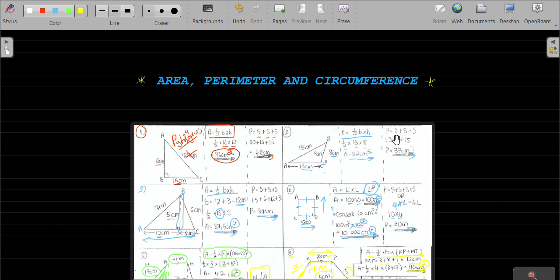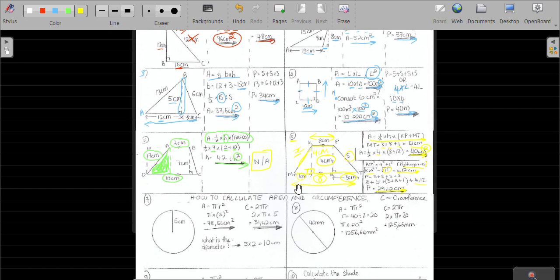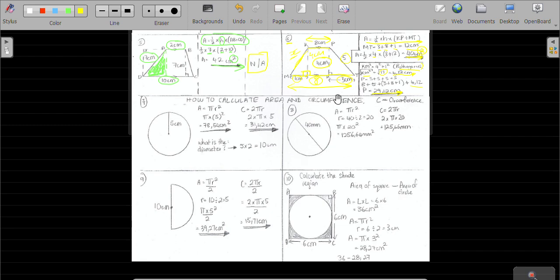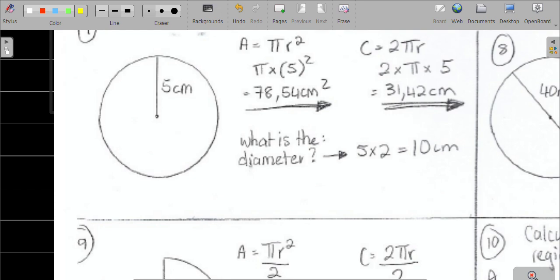What we're doing today is area, perimeter, and circumference. We have touched on the first six questions, and what we are going to be doing is the last four questions, which have to do with circles. So, are you ready? I am. Let's jump right in, guys.